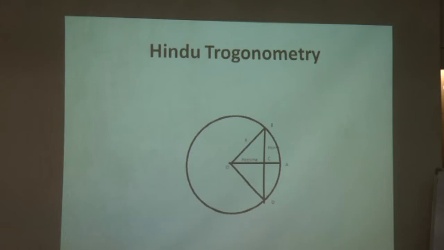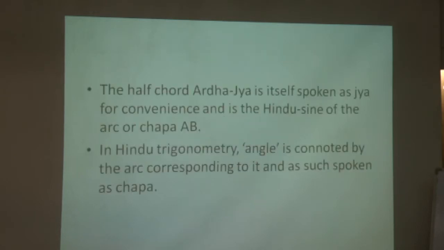The sine function is defined as, you must be knowing, the opposite divided by the hypotenuse, and that is analogous to the half chord formula, which is given as H sine here. The half chord, Ardha-jya, is itself spoken of as Jya for convenience and is the Hindu sine of the arc or Chapa. In Hindu trigonometry, an angle is denoted by the arc corresponding to it, and as such is spoken of as Chapa.